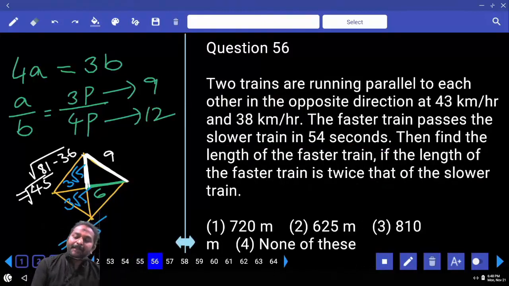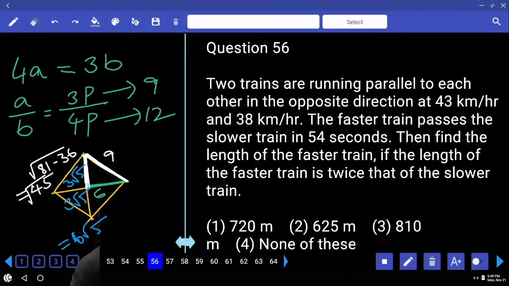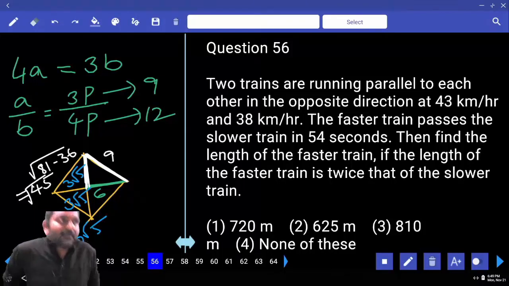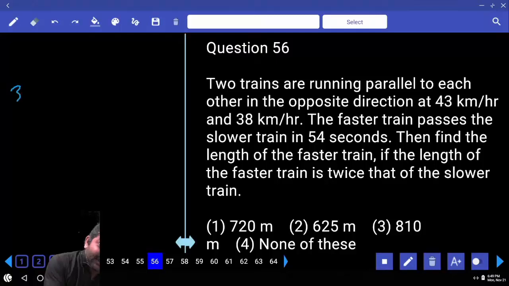Two trains are running in parallel to each other in the opposite direction. In which direction they are moving? Opposite. At 43 km per hour, 38 km per hour, the fastest train passes the slowest train in 54 seconds. Then find the length of the faster train if the length of the faster train is twice that of the slower train. If the slower train length is x, faster train length becomes 2x. Distance covered in this case? 3x. That must be equal to speed into time.